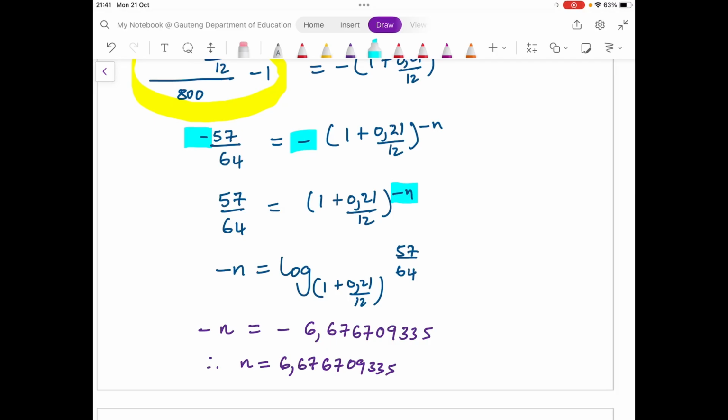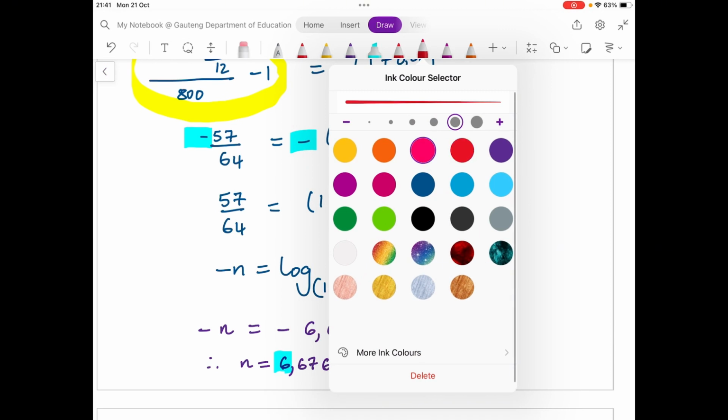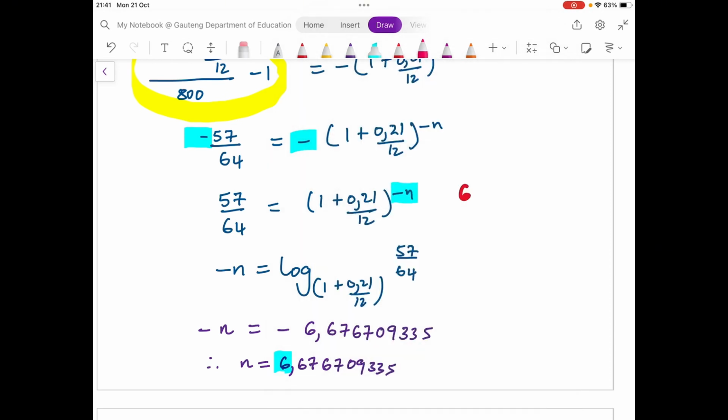So now you need to understand. This whole number here represents the full payments. So this person will make 6 full payments, plus a final payment which is smaller than the monthly payments.